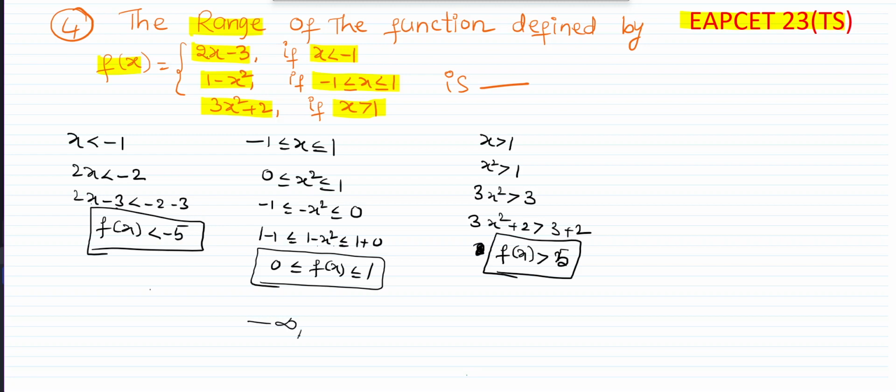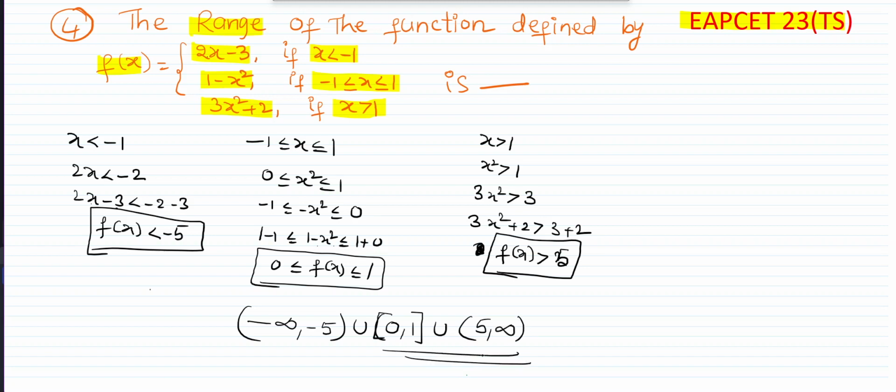this is minus infinity to minus 5 union. Second condition, that is 0 to 1. So here is 0, so less than or equal to there, 0 to 1 closed brackets, union f of x greater than 5, that is 5 to infinity. This is the range of the given function.